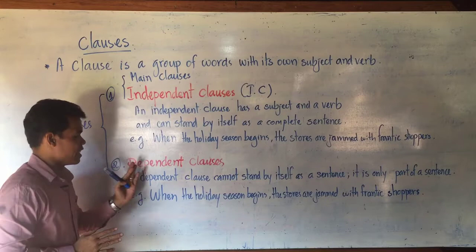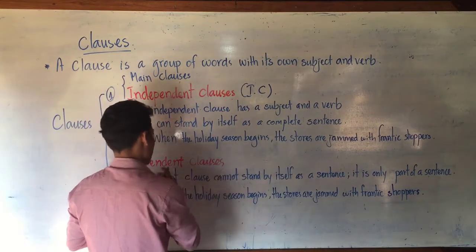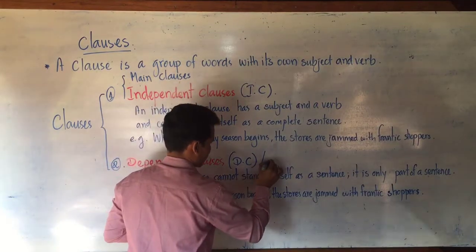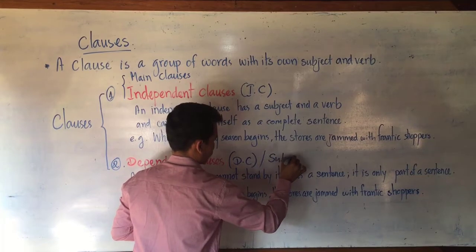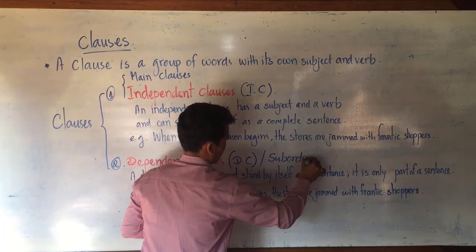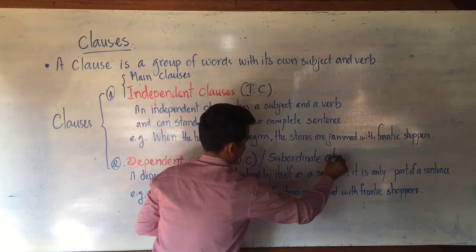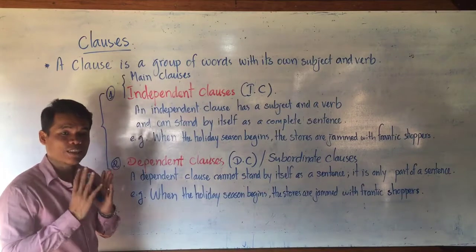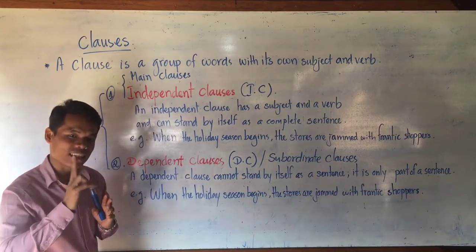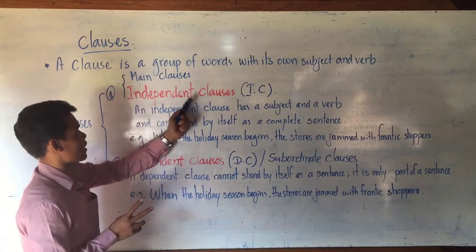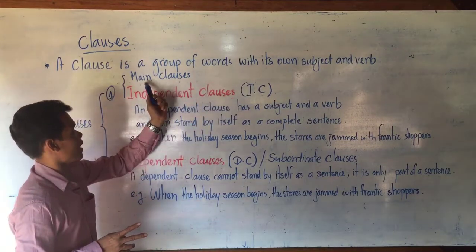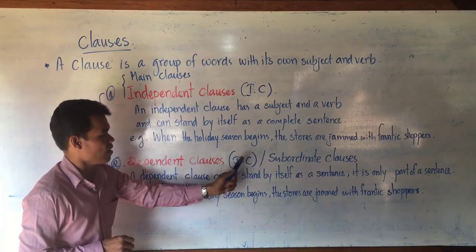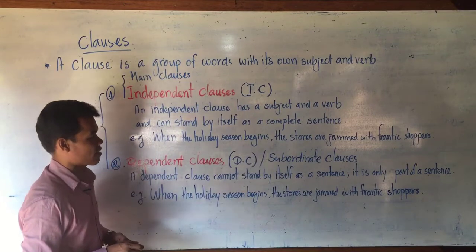Number two is dependent clauses. Dependent clauses, DC. Another name for dependent clause is subordinate clauses. Now, after knowing that there are two clauses in English, one is independent clauses or IC, or it is called main clause. The other is dependent clauses or DC or subordinate clauses.